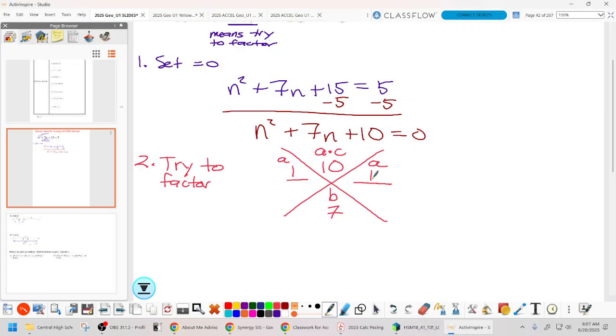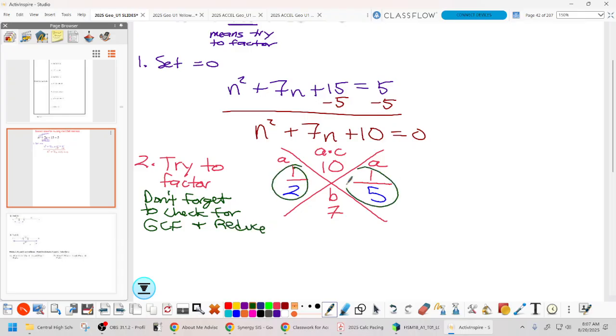Okay, are there factors of 10 that add up to 7? All of them. 2 and 5. Awesome. So 2 and 5. Okay, then we check to see if these two sides can be reduced. I'm going to put a couple reminders over here. Don't forget to check for GCF and reduce. But these two are already simplified all the way, so we're good.